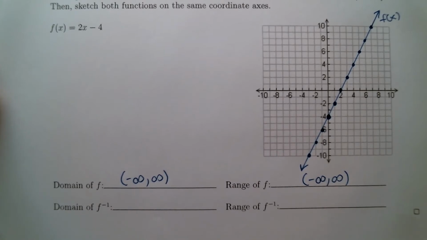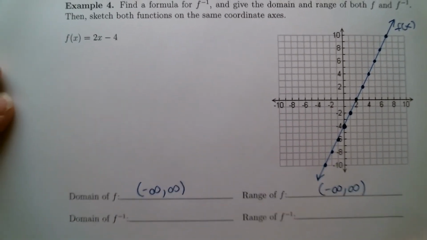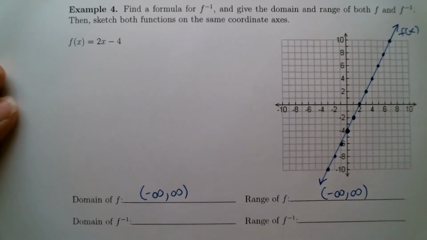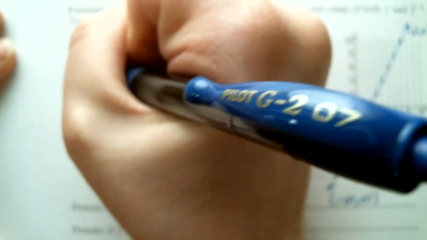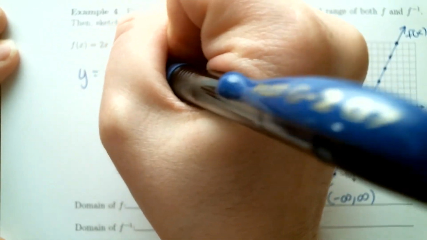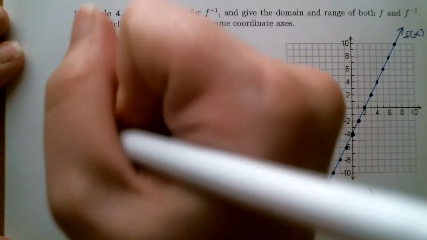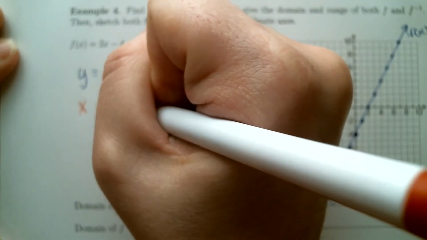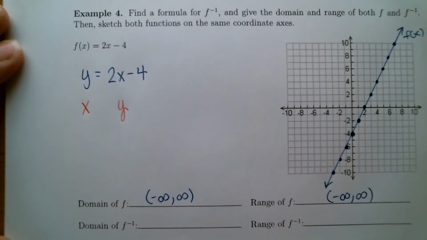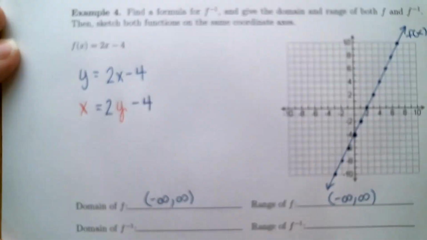Okay. So let's go ahead and now work with the inverse function. So we first need to find it. Okay. First thing I'm going to do is replace f of x with y. So y equals 2x minus 4. The next thing I need to do is switch x and y. So the y becomes x and the x becomes y. So I'm going to get the statement x equals 2y minus 4.